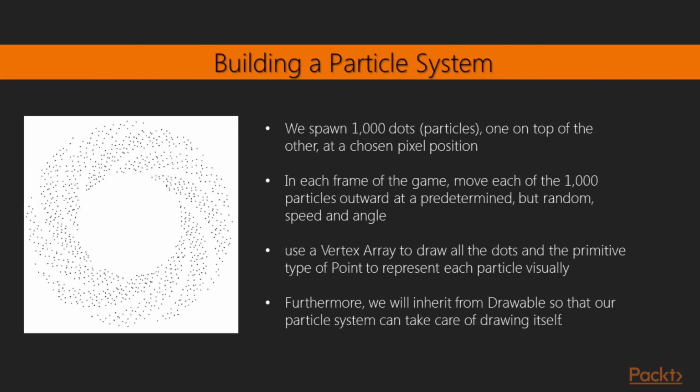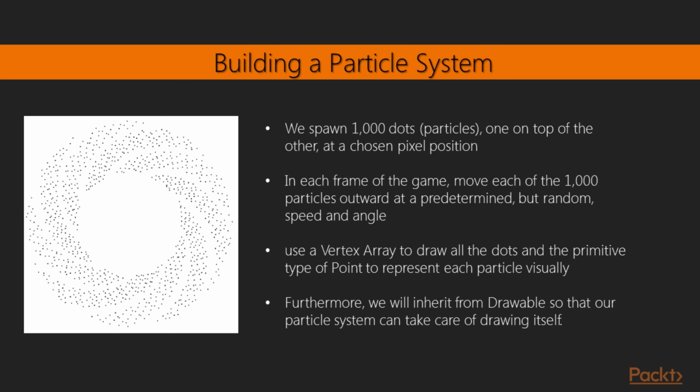Take a look at this image. This is an image of the particle effect on a plain background. We will use the effect in our game. The first way we achieve the effect is, first, we spawn 1,000 dots, particles, one on top of the other at a chosen pixel position. Then, in each frame of the game, move each of the 1,000 particles outward at a predetermined but random speed and angle. Repeat step 2 for 2 seconds and then make the particles disappear.